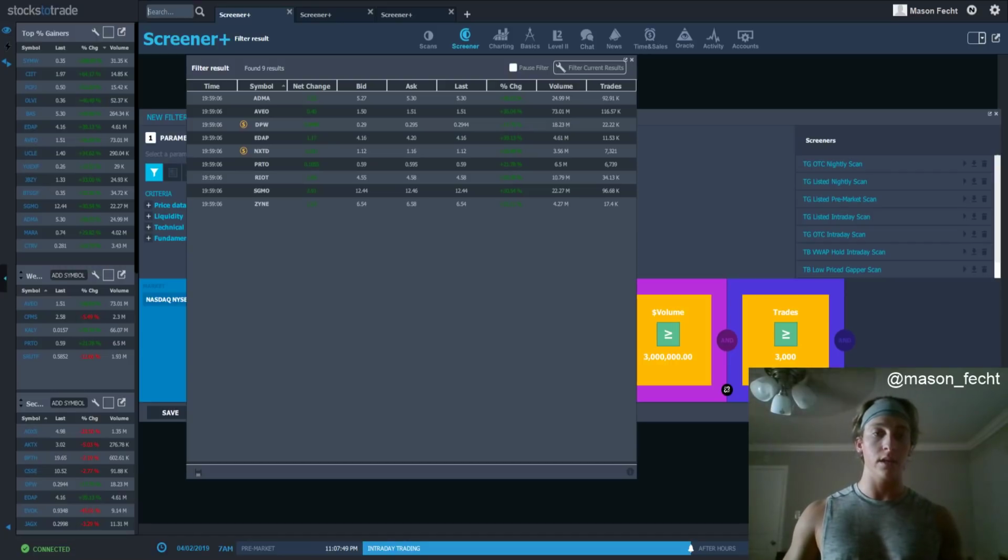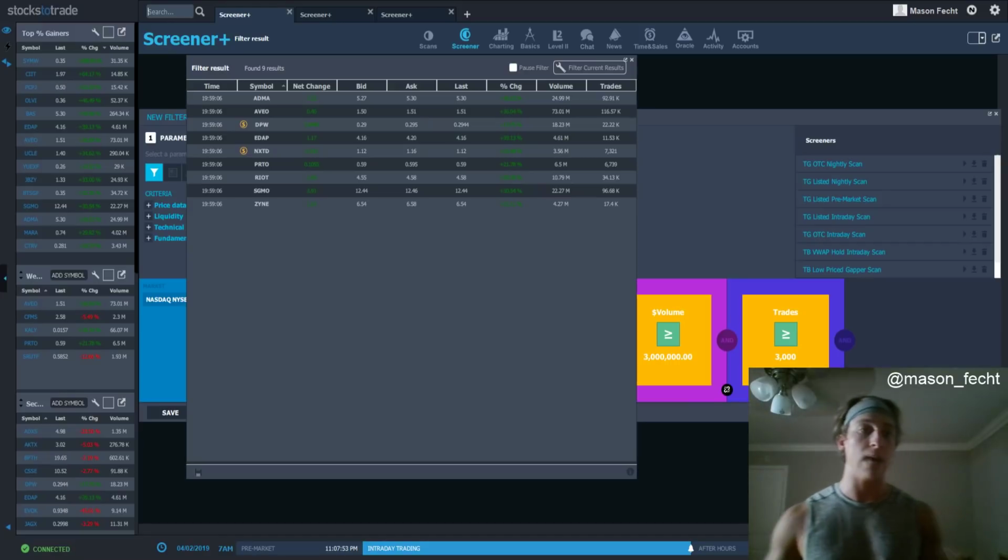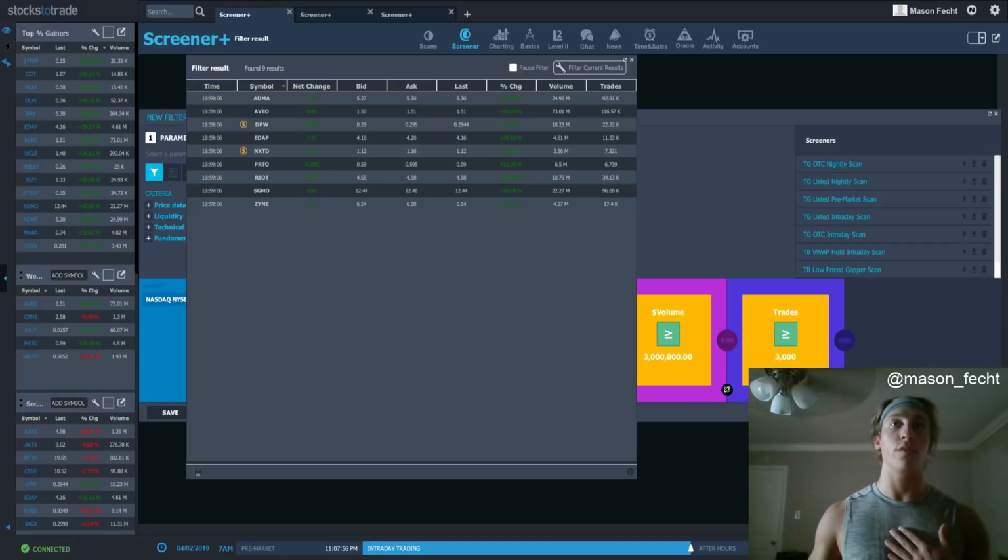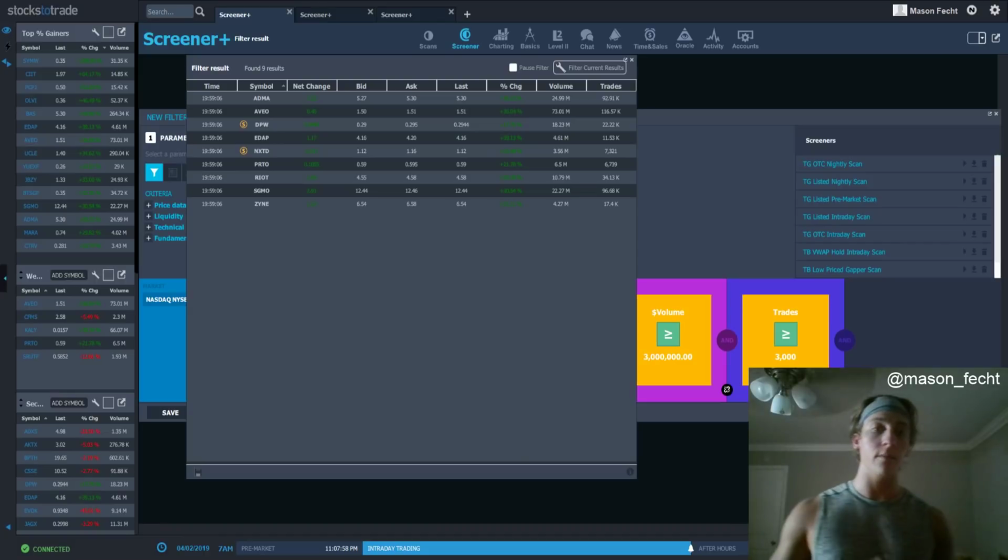I'm not saying that you have to do it this way, but this is what's worked for me. I always like to do my research the night before so that I am prepared for tomorrow and I know exactly what I am looking for in specific stocks. And if they do those things, then I am completely prepared to take a trade on them.